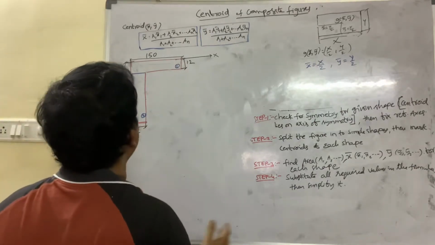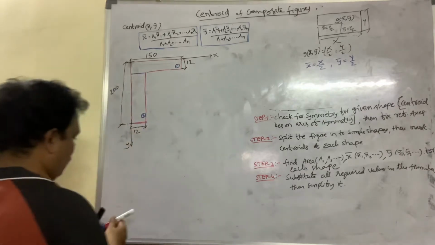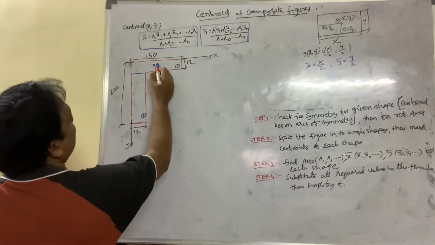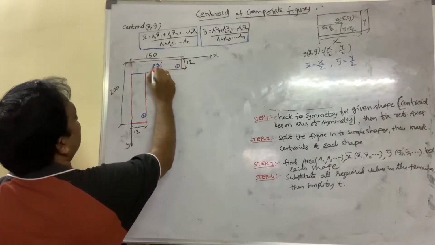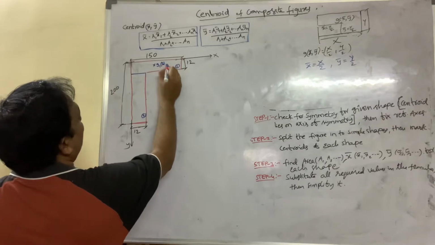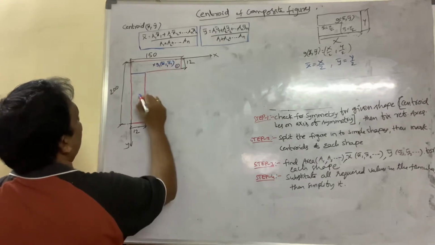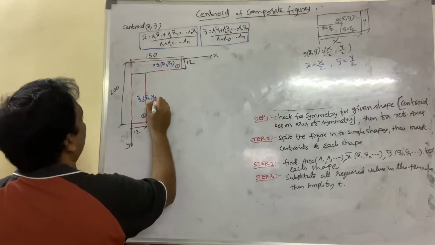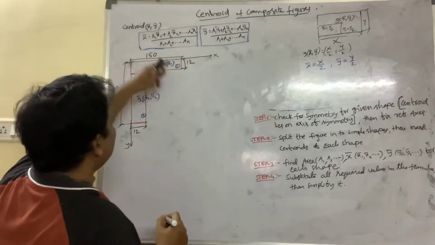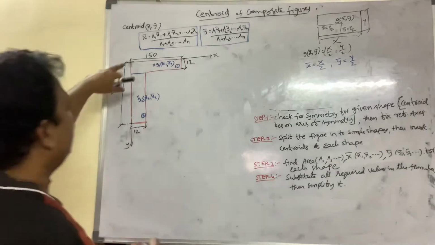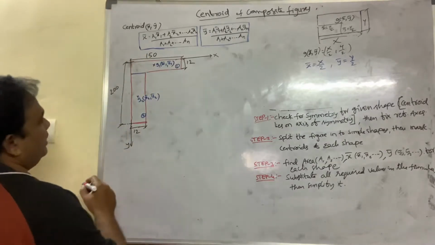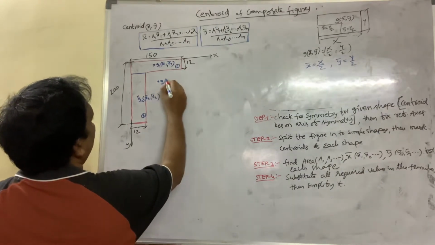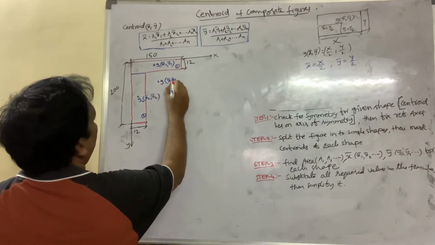And we know that for every section there must be one centroid. Let us say this is G1, the centroid of the first member, with the coordinates x1 bar comma y1 bar, and let us say this is G2 with the coordinates x2 bar comma y2 bar. And for the entire inverted L section, or for the entire given section, there must be one centroid. Let us say this is the centroid with coordinates x bar comma y bar.